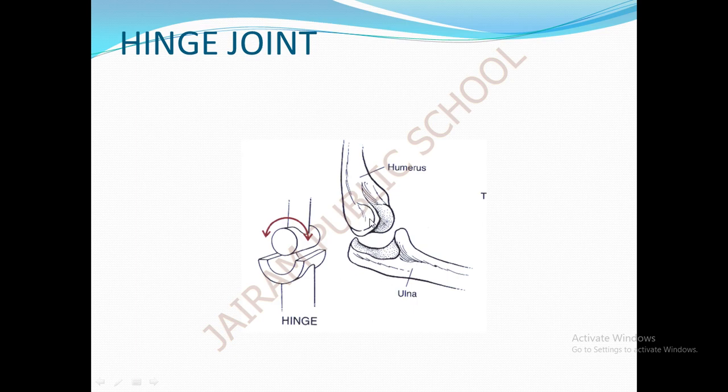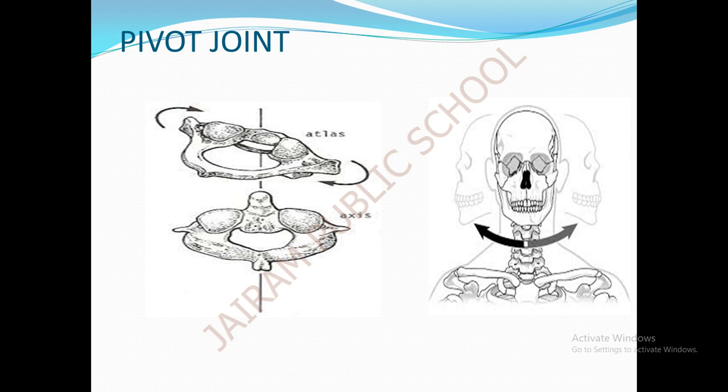So this bone is able to move and this bone is in a fixed place. The next is the pivot joint. Look at the picture, the skull. This can rotate in any direction at any moment, up or down, to the left side or to the right side, because of the presence of the pivot joint.